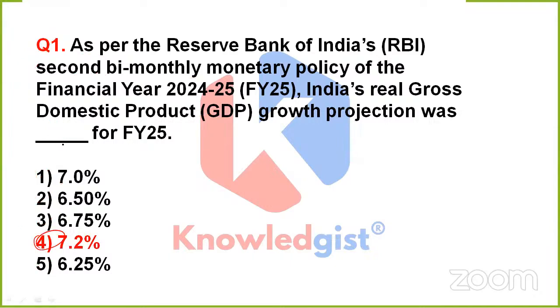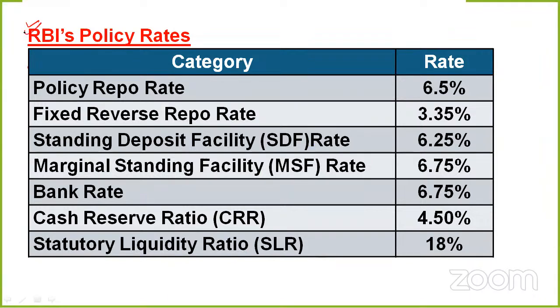That is 7.2%. Apart from it, I have added here a few other rates which were provided in this bi-monthly monetary policy report. Clear? So these are the RBI's policy rates. Different categories are there. First one, the policy repo rate, is 6.5%. The fixed reverse repo rate is 3.35%. SDF, that is the standing deposit facility rate, is 6.25%. Marginal standing facility rate, MSF, is 6.75%. Bank rate has come up to 6.75%.